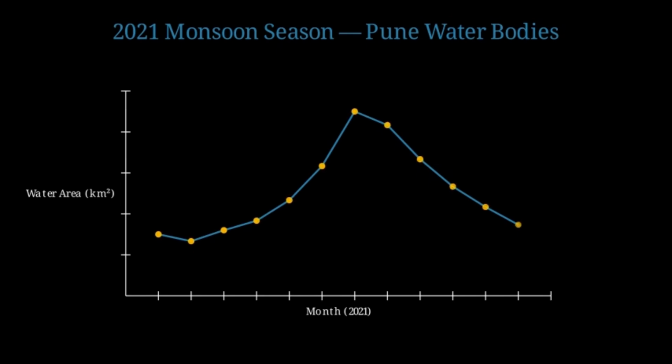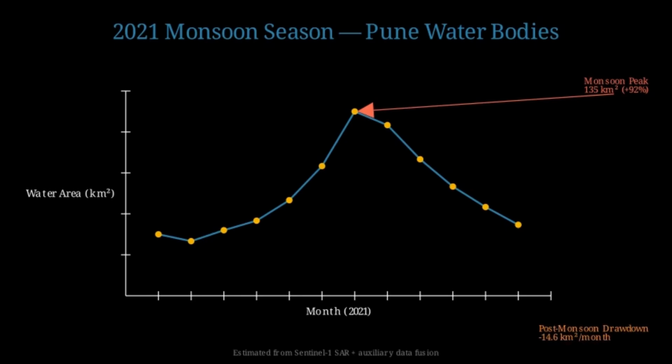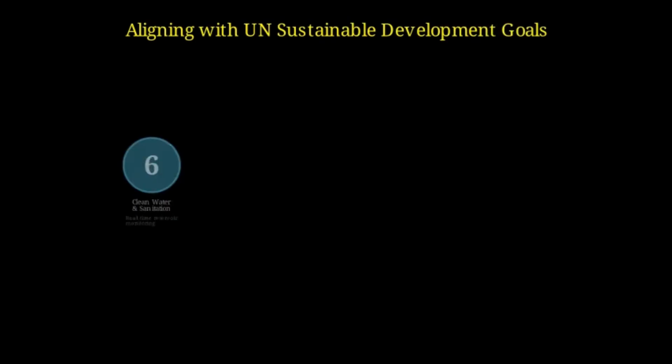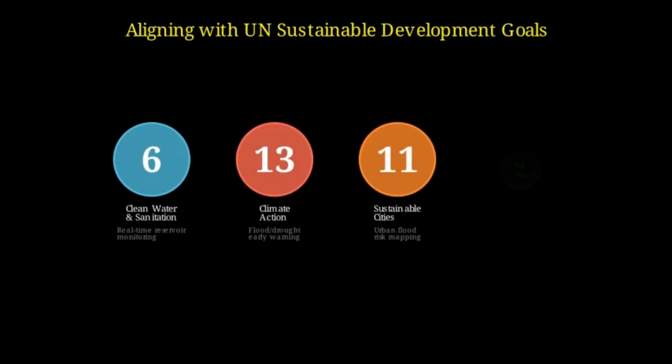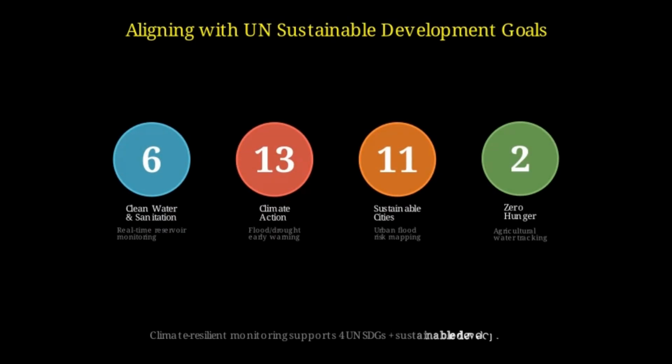This data is from the monsoon data of PCMC and Pune Board of Rainfall. So this justifies our problem statement that real-time understanding of the water area isn't optional anymore. It's essential for water security and disaster preparedness. Our goal directly aligns with the UN Sustainable Development Goals. Goal 6, Clean Water. Goal 13, Climate Action. And our solution provides actionable intelligence for policymakers, farmers, and urban planners.